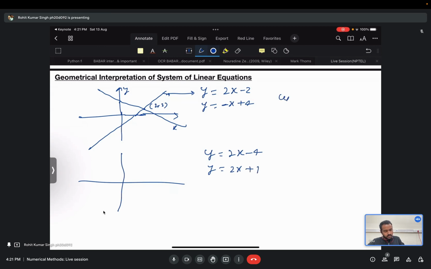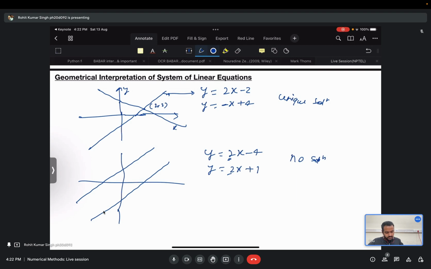So in the first case you have a unique solution, right? In this case, if you draw these lines, y equal to 2x minus 4 will be somewhere here, and y equal to 2x plus 1 will be somewhere here. Since the slopes of both lines are the same, they will be parallel, and hence they won't intersect anywhere, so it's a no solution case.